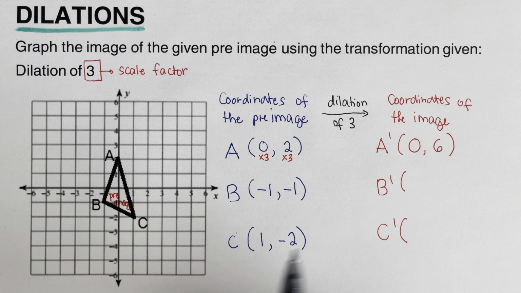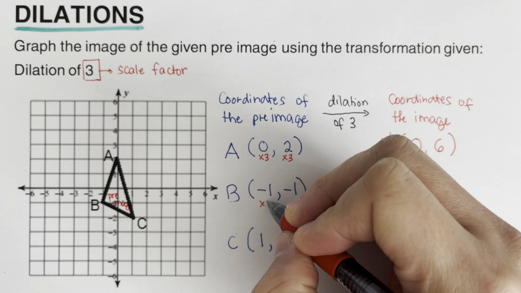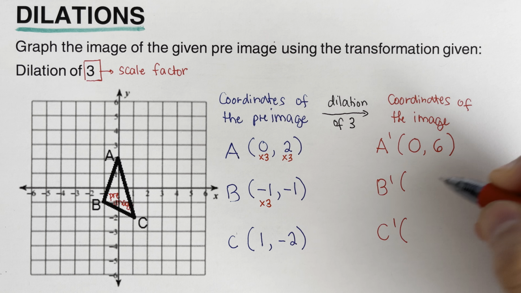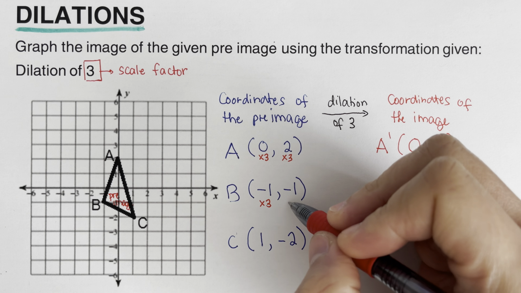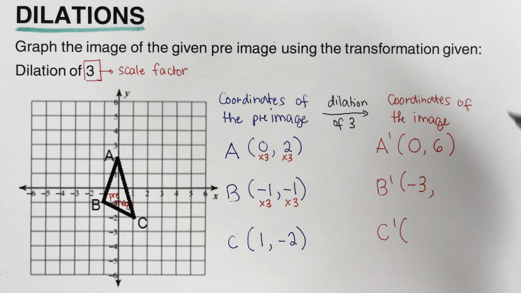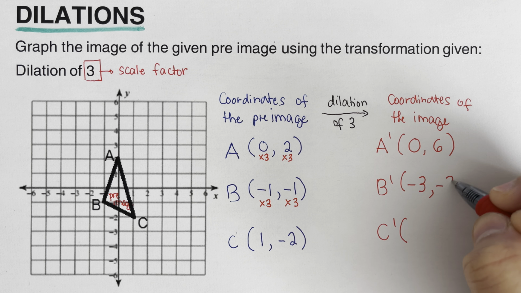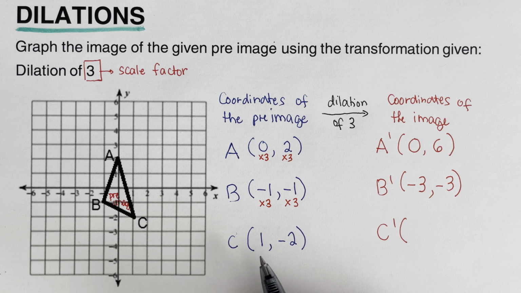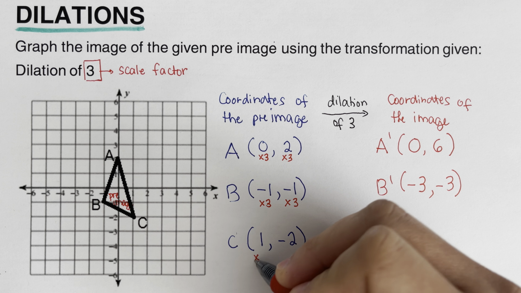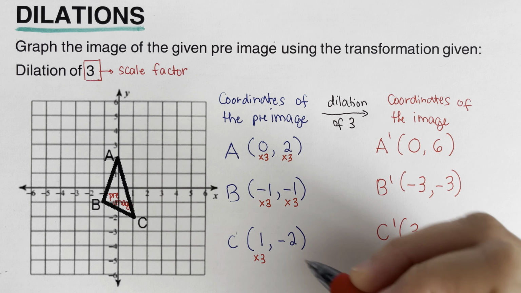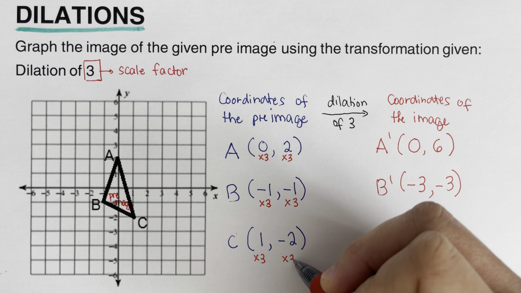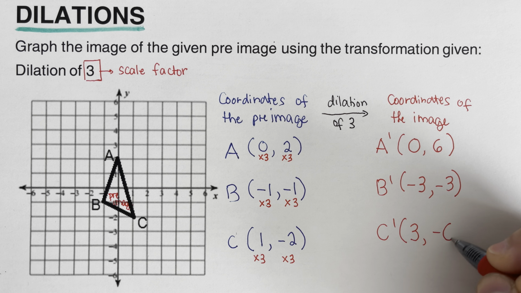And I will do the same thing for here. So that would be times 3. So -1 times 3 is -3. And then we have -1. Again, multiply this by 3. So that would also still be -3. And then we have to do the same thing for the coordinate of C. So that would be times 3. So 1 times 3 is +3. And then -2 times 3 is -6.